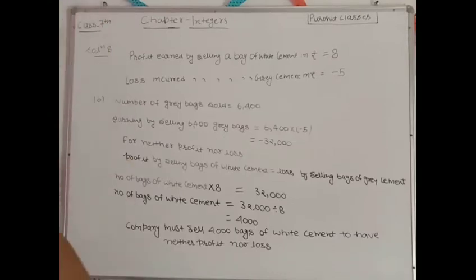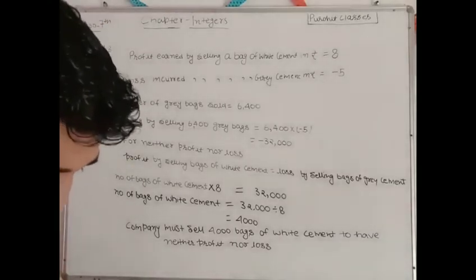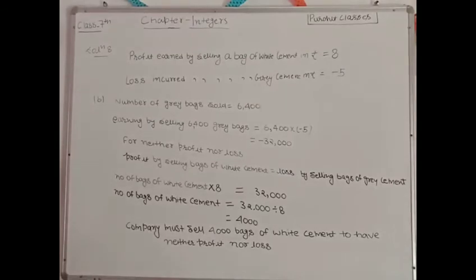So here is the B part. The question says, what is the number of white cement bags the company must sell to have neither profit nor loss, if the number of grey bags sold is 6400? Neither profit nor loss means the total earning should be 0, isn't it? And this can only happen if the loss incurred is equal to the profit earned. Getting or not?